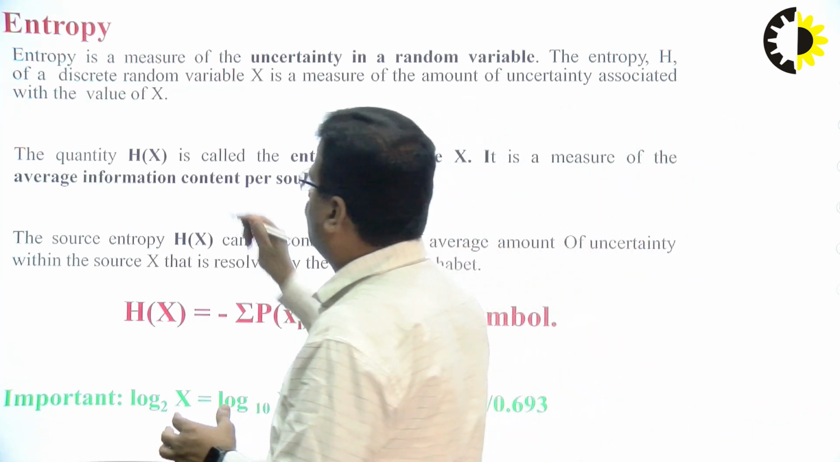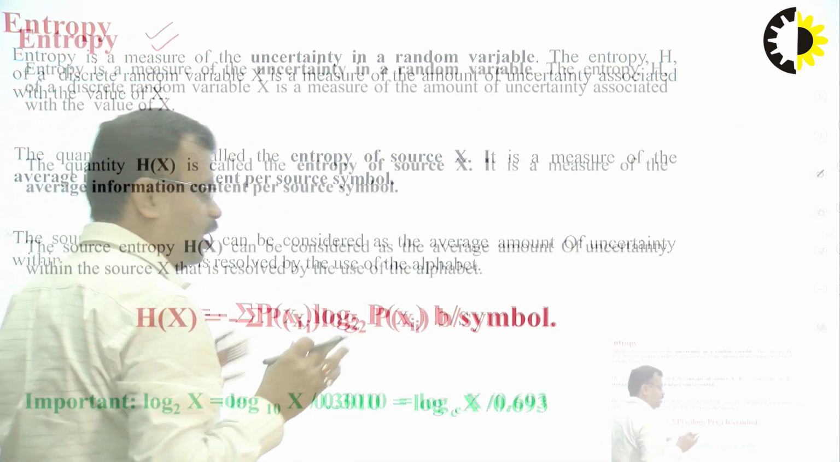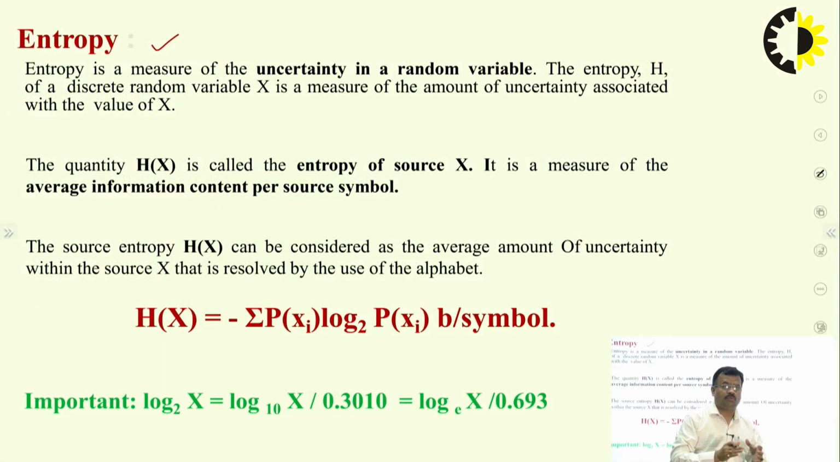Now next is entropy. After the information, entropy. Entropy is a measure of uncertainty in a random variable. In digital communication, we started our digital communication from random variable. In communication, nothing is certain.